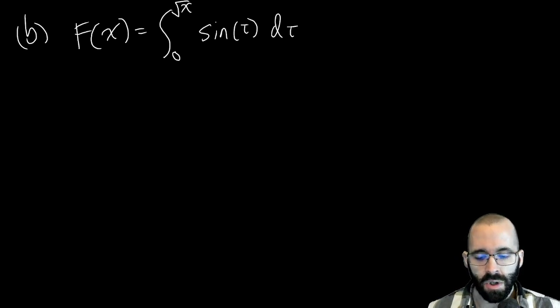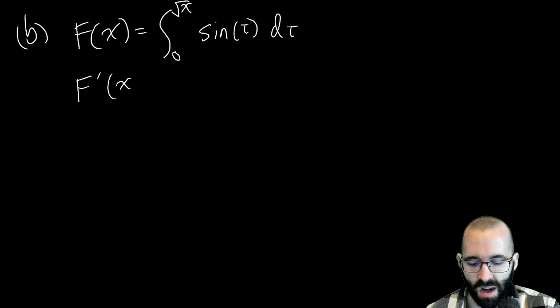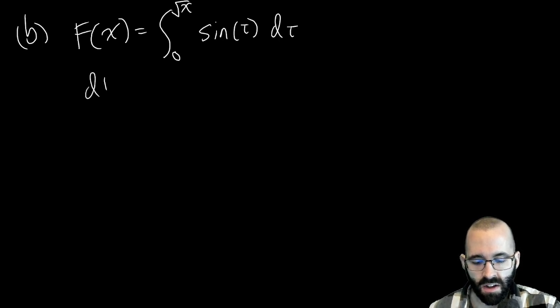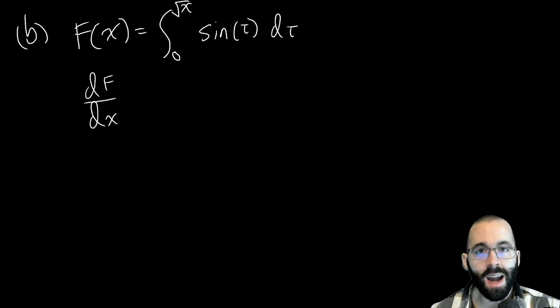Well, we can't just say this is equal to the sine of the square root of x. We can't just say it's equal to sine of x. We want to know what f prime of x is. Let's change lingo. That's Newton's notation. Let's use Leibniz notation. The derivative of capital F with respect to x.